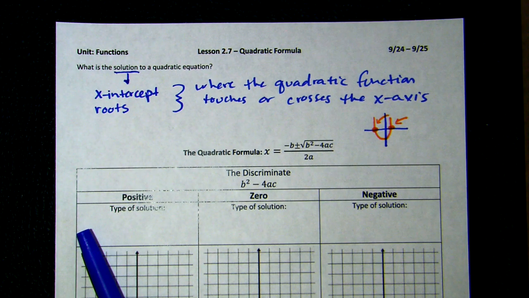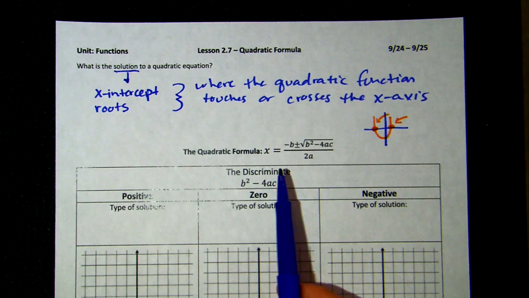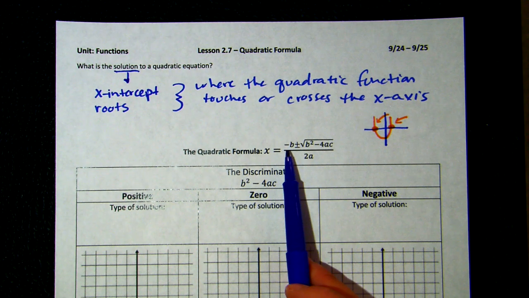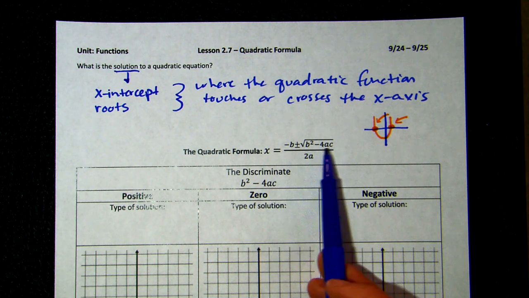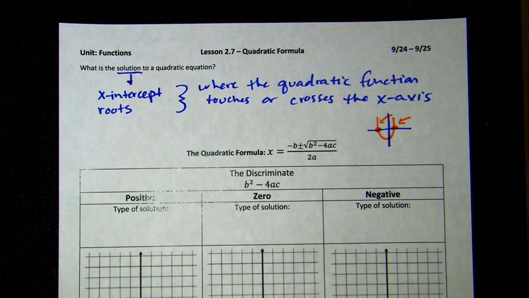Now there's a couple ways that we can find this. One of them is graphing, and one is our very, very favorite quadratic formula, which is negative b plus or minus the square root of b squared minus 4ac, all of that over 2a.